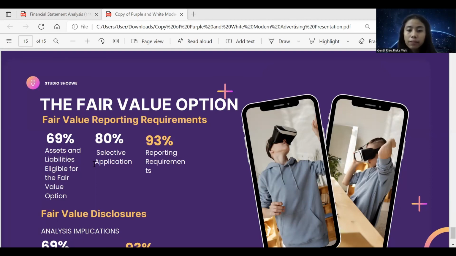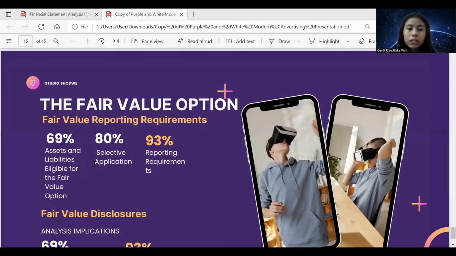Second is about selective application. Companies are allowed substantial flexibility to selectively apply the fair value option to individual assets and liabilities, and this flexibility is allowed even within a specific asset class. For example, a company may apply the fair value option to certain available-for-sale securities, but not to others. However, once the fair value option is applied to a particular asset or liability, it cannot be reversed.